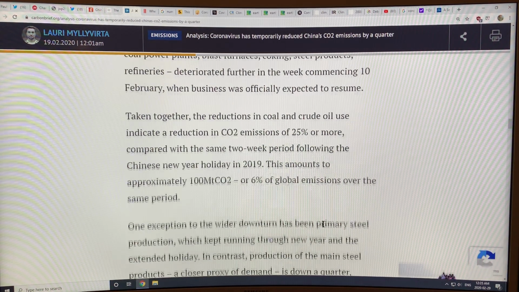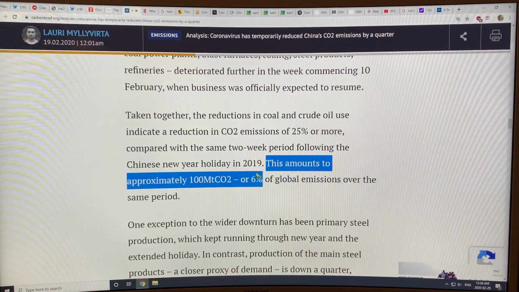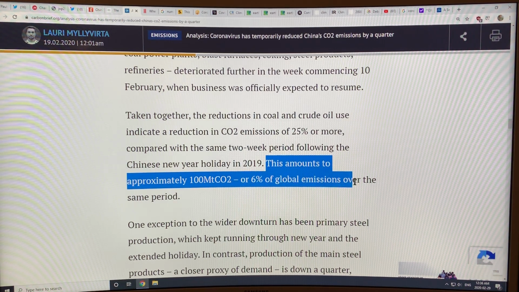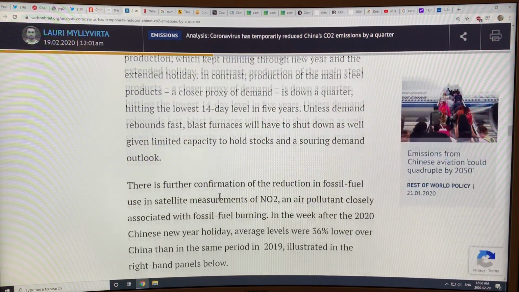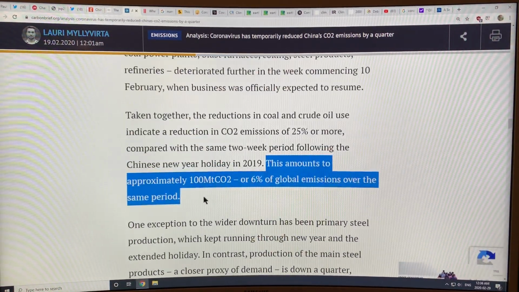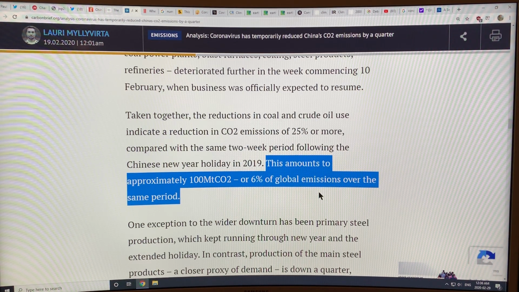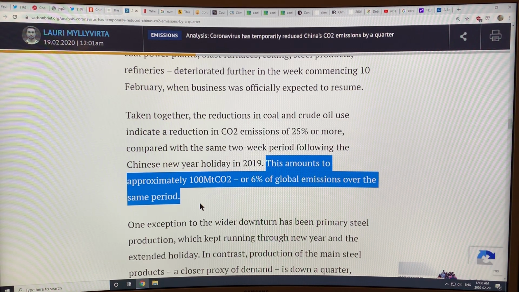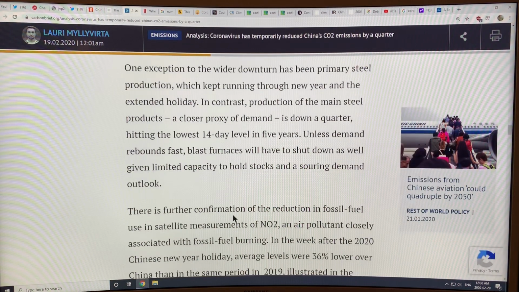So if you look at all these indicators together, we're talking about a reduction of about 100 megatons of CO2, or 6% of global emissions over the same period. So if it's a 6% reduction of global emissions, then it's about a 6% reduction of aerosols to first order, if you like. And if the global dimming number is 1 degree Celsius, then that would be about 6% of that, or 0.06 degrees Celsius. A little spike in warming globally from the coronavirus. And over China specifically, it would be 25%.